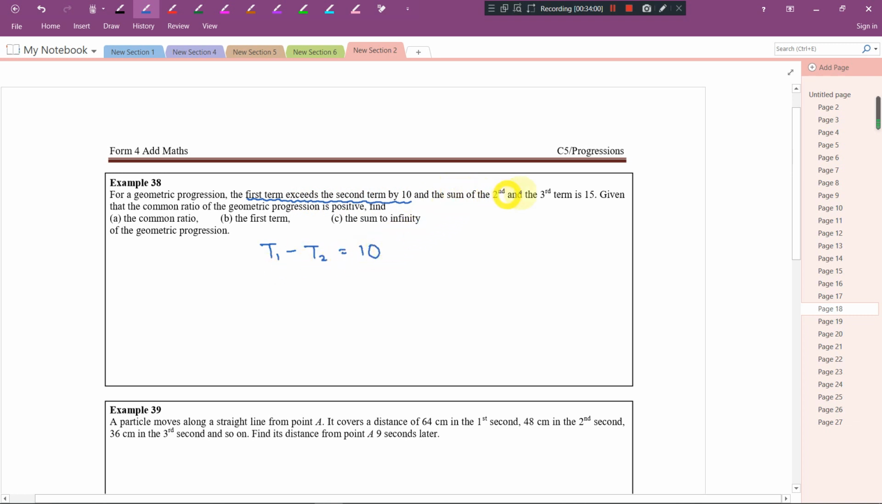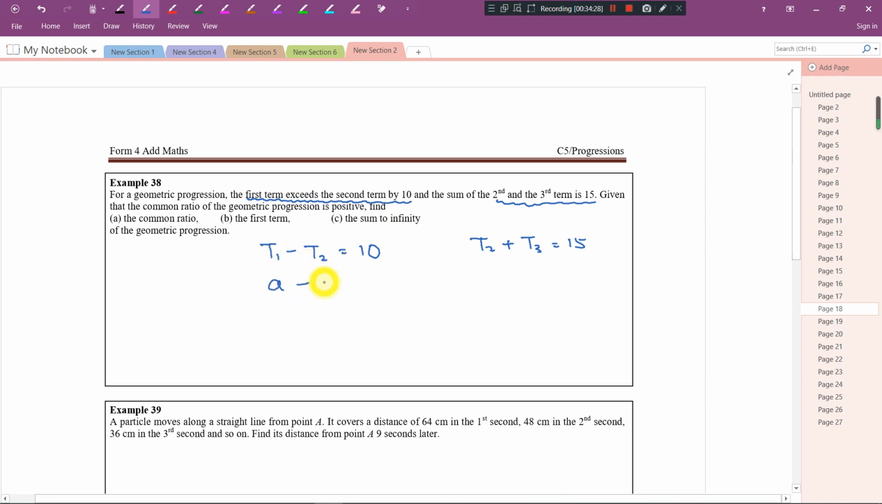And the sum of the second and the third term is equal to 15. T2 plus T3 is equal to 15. Given that the common ratio of the geometric progression is positive, find the common ratio. So we need to find R, we need to find A, and then we need to find the sum to infinity. Okay, what is T1? You know T1 is actually equal to A, right?